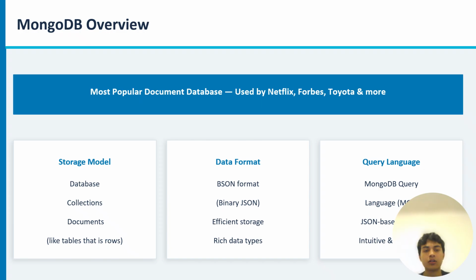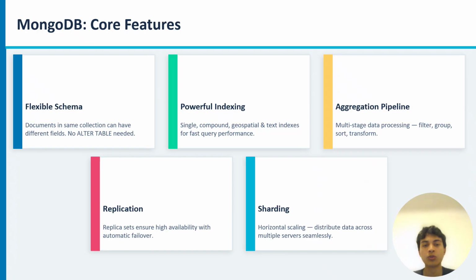So let's have an overview of MongoDB, which is one of the most popular document databases used in industry today. It organizes data into databases, collections, and documents. MongoDB has some core features like flexible schema, which allows different structures in the same collection. The other is indexing, which improves performance by allowing faster data retrieval, similar to how an index in a book helps you quickly find information.